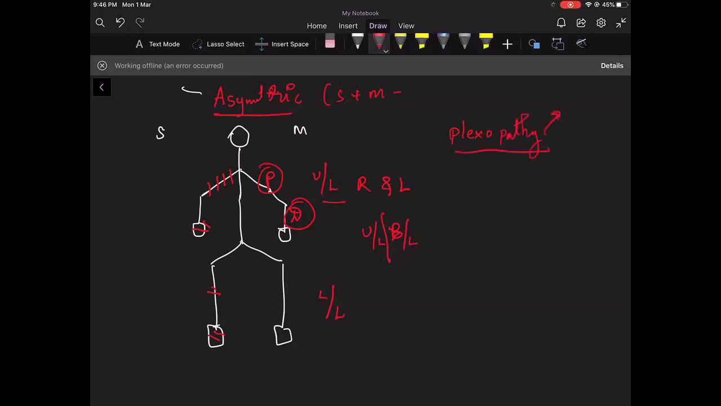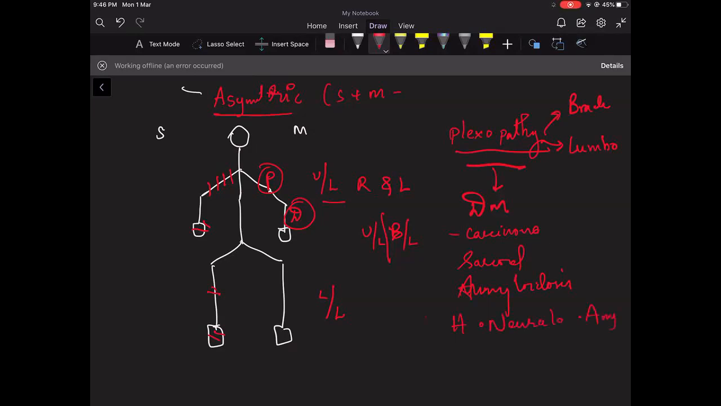And plexopathies include brachial plexopathies and lumbosacral plexopathy. And the causes of plexopathies include diabetes mellitus, carcinoma, sarcoid, amyloidosis, and hereditary neuralgic amyotrophy. This is one kind of hereditary neuropathy. And sometimes it could be idiopathic plexopathy also. And we will deal with plexopathies later.